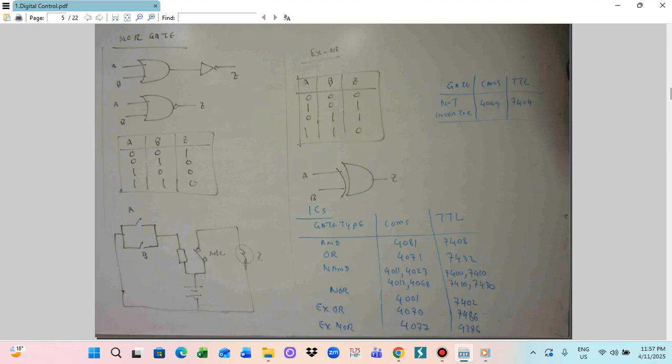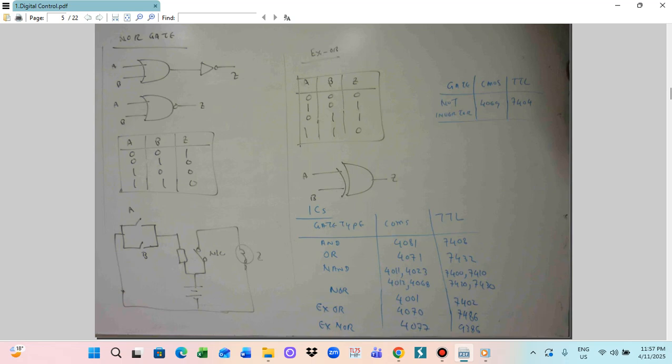So this is a combination of an OR gate, AB, combined with a NOT gate. So this is Z. You can make the whole diagram here. This is the NOR gate function. So A, B, and Z.